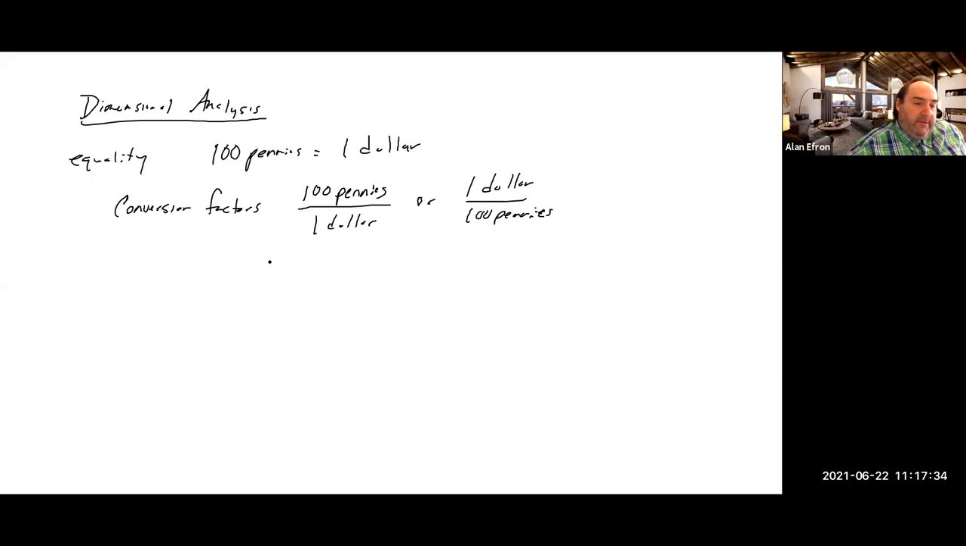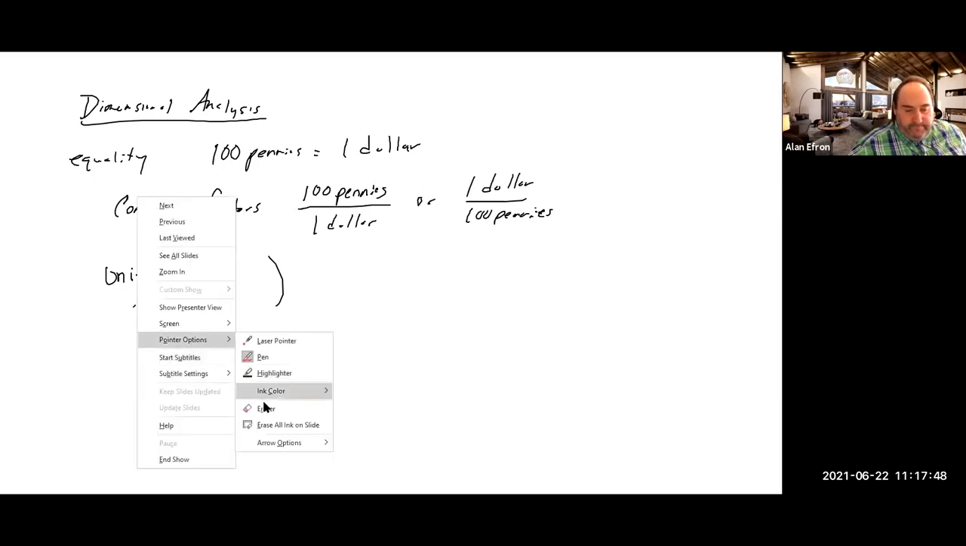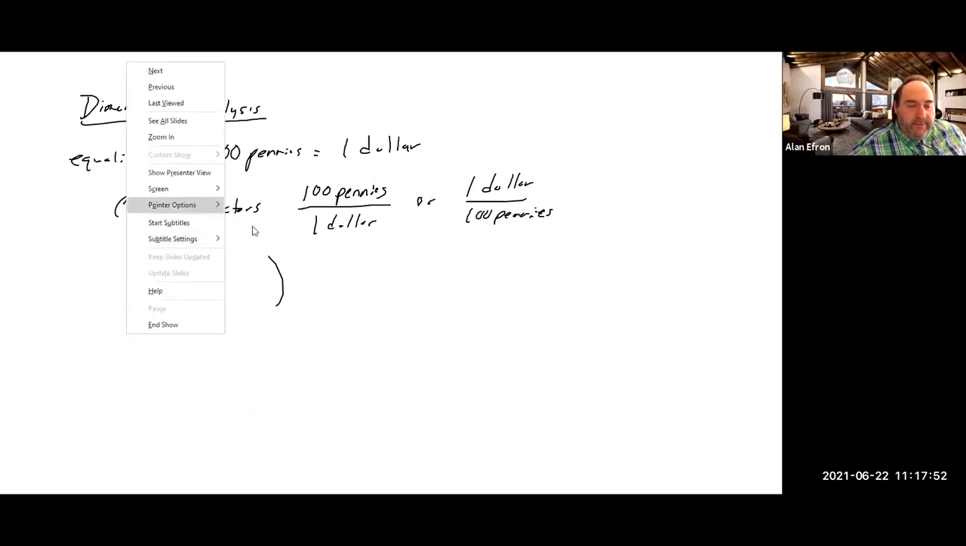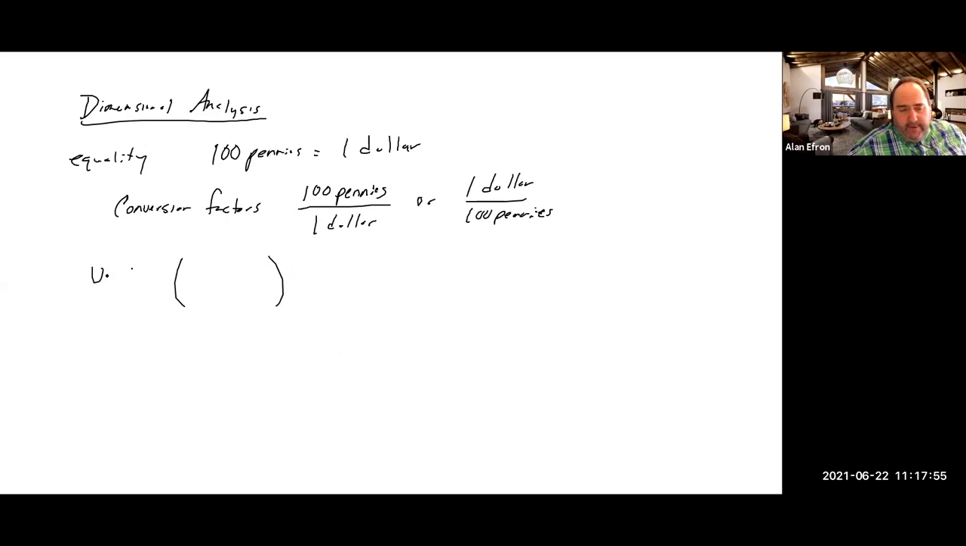You won't use them both, but we use these conversion factors in a system known as dimensional analysis, where we use them as units. Say we have one unit, we'll call it unit A, that we want to get rid of. And we basically want to use a conversion factor where unit A is unit B, a relationship between them.